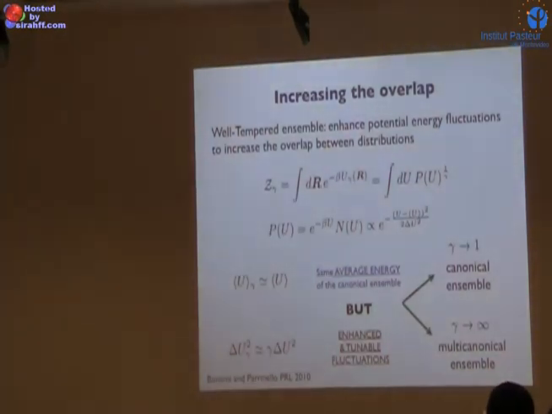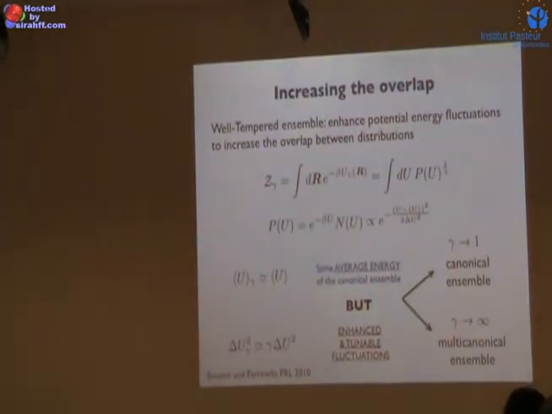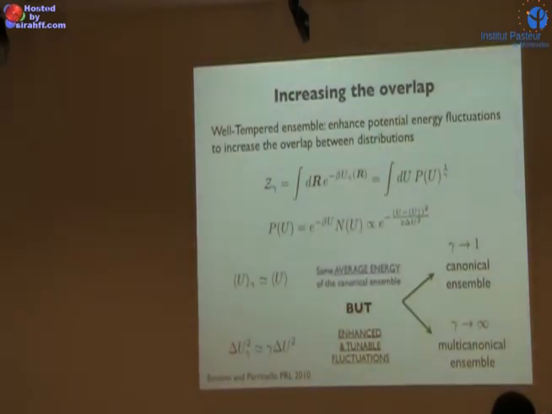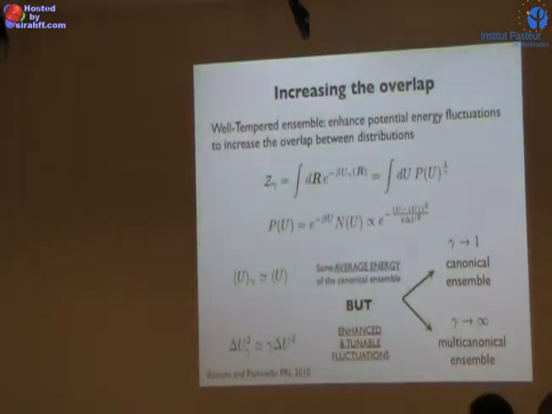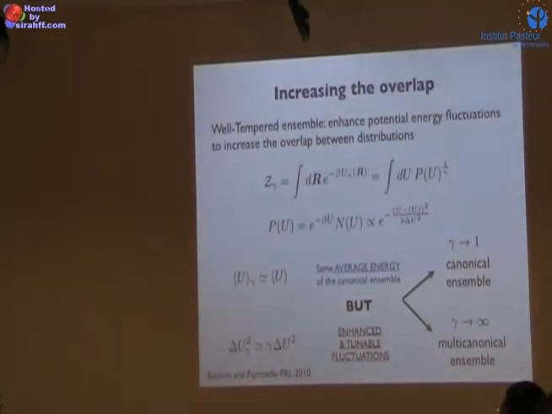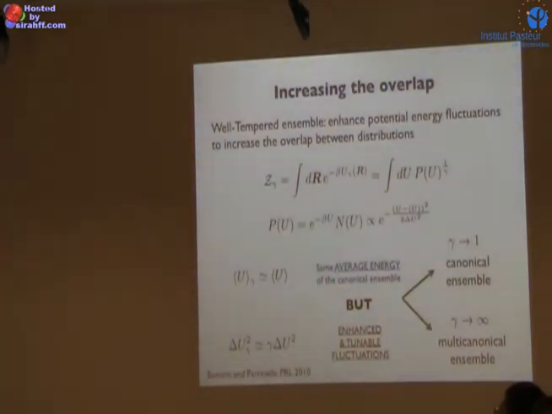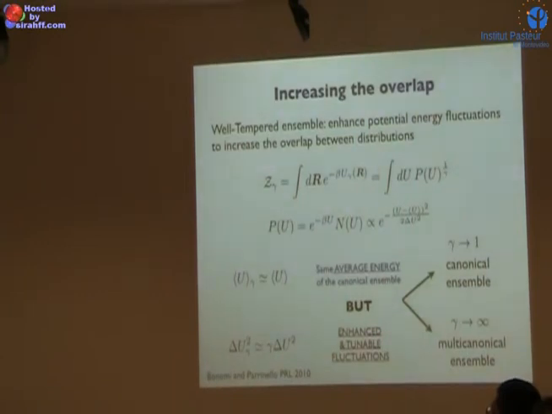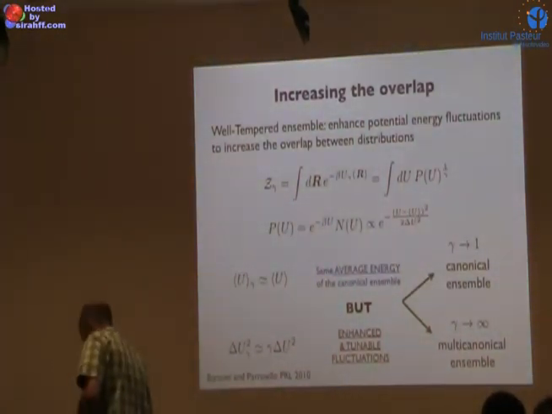Okay. So another thing that I would like to show in the next few days is how it's possible, since the acceptance depends on the overlap between potential energy distributions, to play a little bit with this distribution and make this overlap larger without changing your ensemble too much, or changing it in a minimal way. But I don't have time for this.